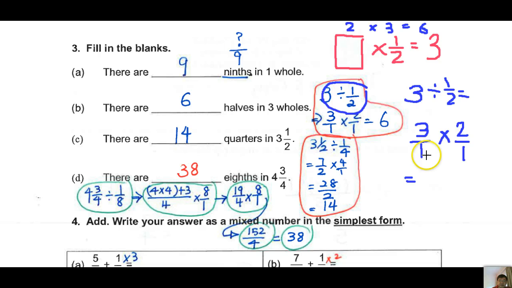So the answer is actually, you look at the top, numerator, denominators are the same. 3 divided by 1 is 3. 2 divided by 1 is 2. So 3 times 2 is 6. So there are 6 halves in 3 wholes. If you don't quite understand, repeat this section of the video. 6 halves, 3 wholes. The working for C, D are the same. Please figure this out yourself and work it out again and again. Next.